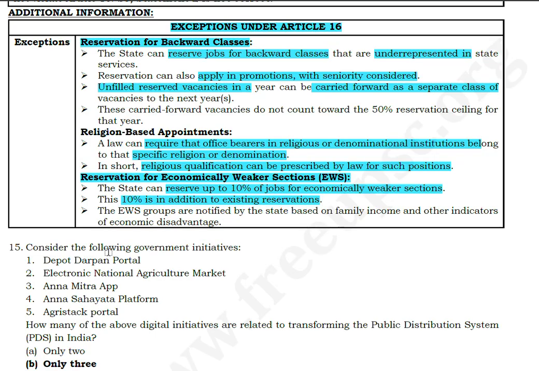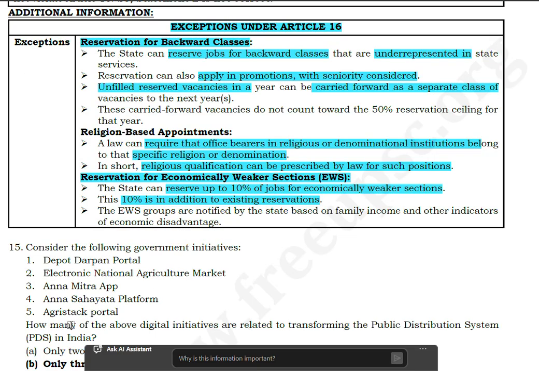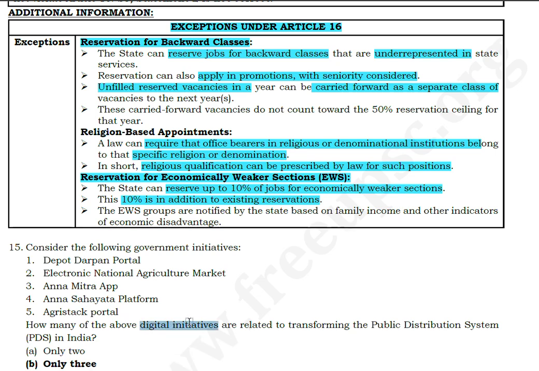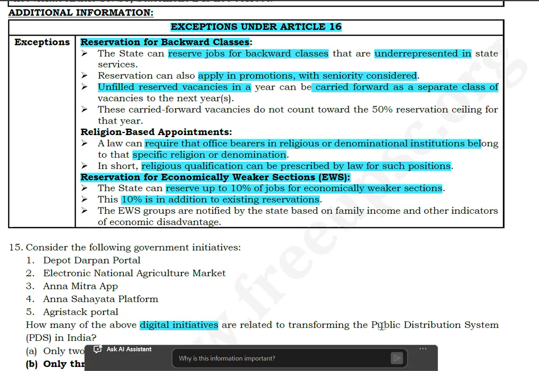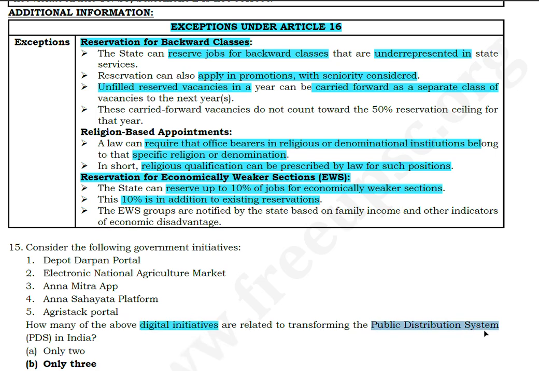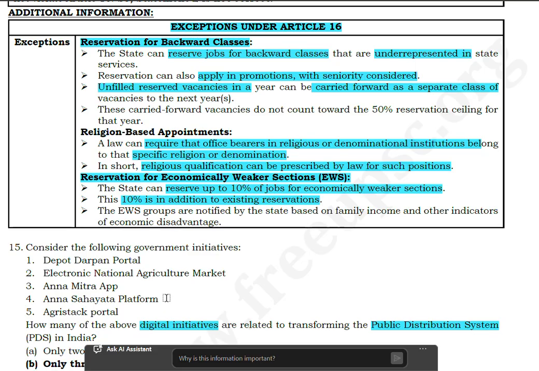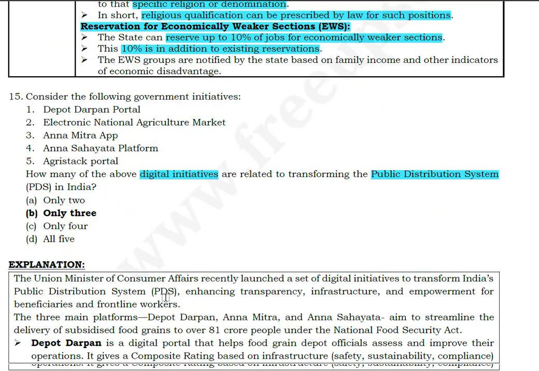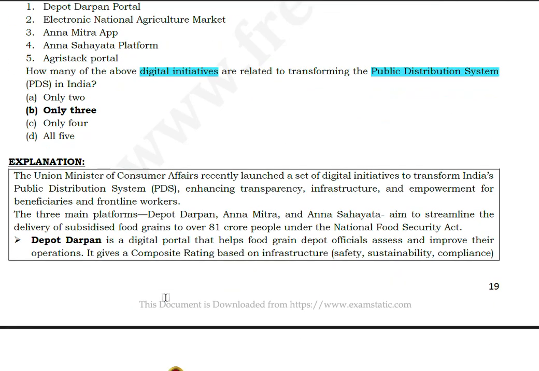Now, question number 15. Consider the following government initiatives. How many of the above digital initiatives are related to transforming the public distribution system, which is PDS, in India? So only three are correct. I don't know about these things.